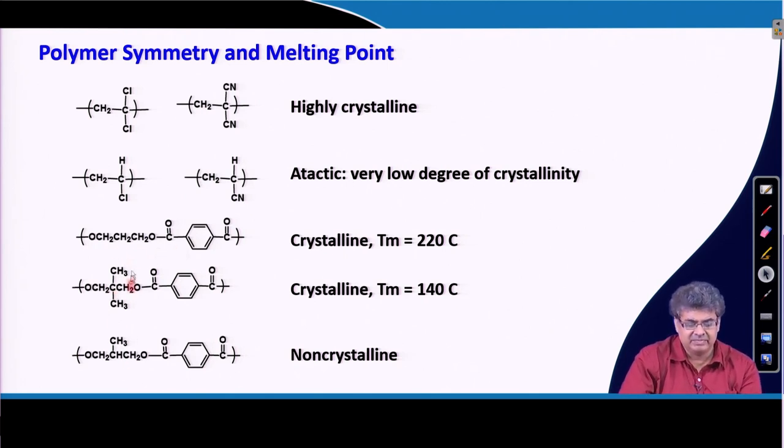Similarly, if we compare these three, this is non-symmetric, so it is not crystalline, and this has much more symmetry and is a simpler molecule, hence the feasibility of this molecule to undergo crystallization is much more compared to this, hence the Tm for this is much higher than this molecule. So, again I am stressing the same points again and again: stiffness increases the Tm, intermolecular attraction increases Tm, and molecular symmetry, regular structure also increases Tm for polymer chains.